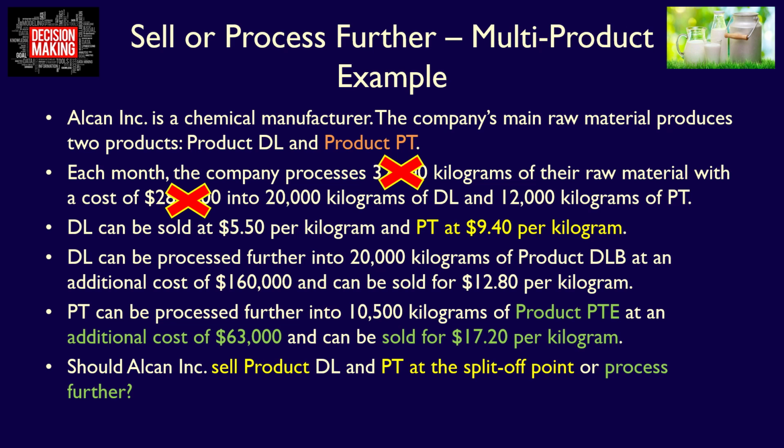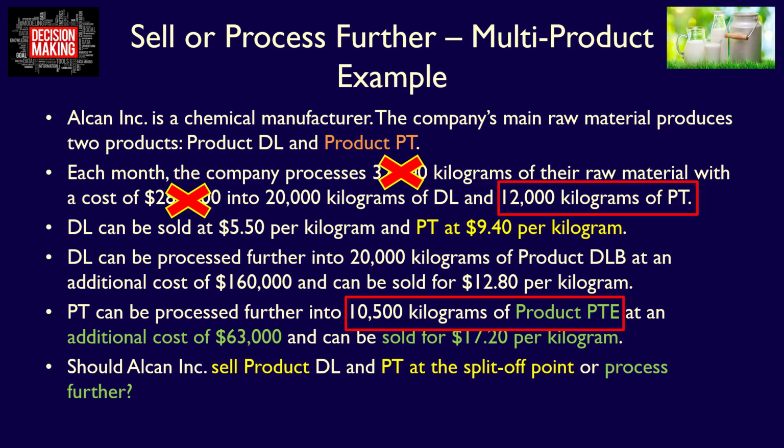Again, the 30,000 kilograms and the $280,000 in joint costs are irrelevant. Product PT can be sold for $9.40 per kilogram at the split-off point, or it can be processed further into product PTE at an additional cost of $63,000 and sold for $17.20 per kilogram. What about the information that 12,000 kilograms of PT can be further processed into only 10,500 kilograms of product PTE? Is this relevant information? And the answer is absolutely it is.